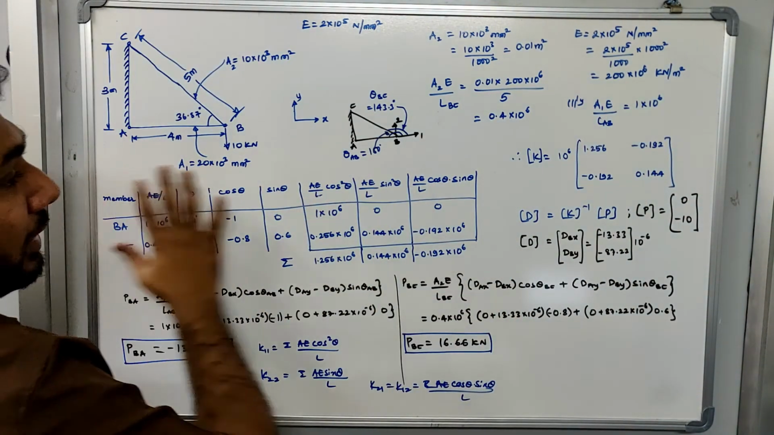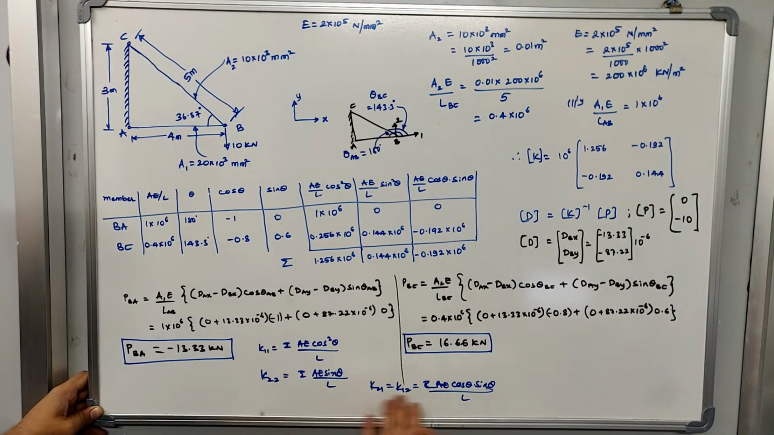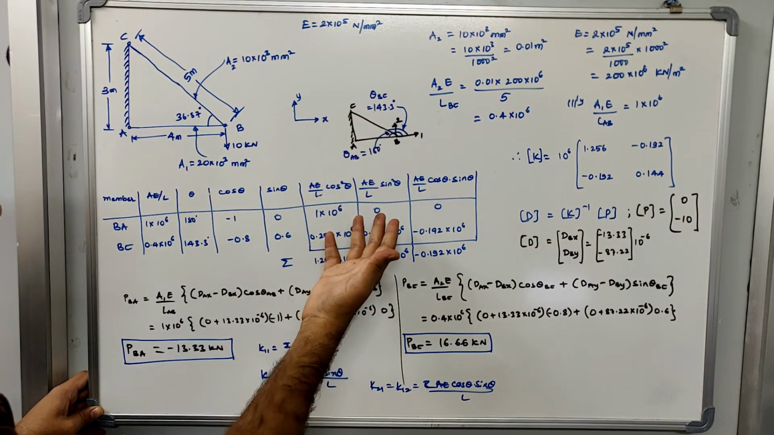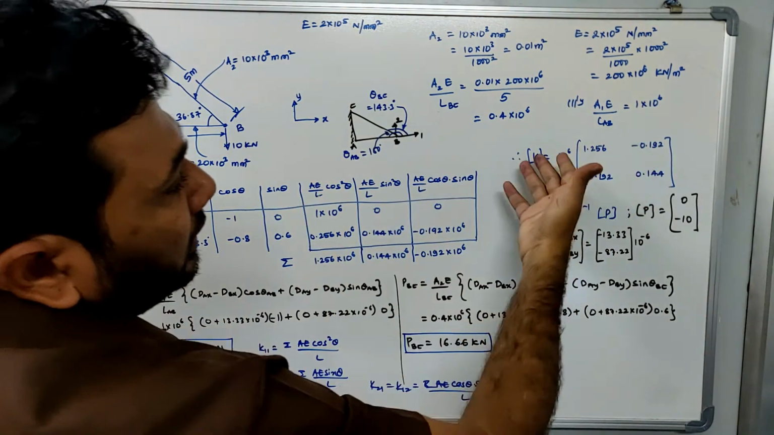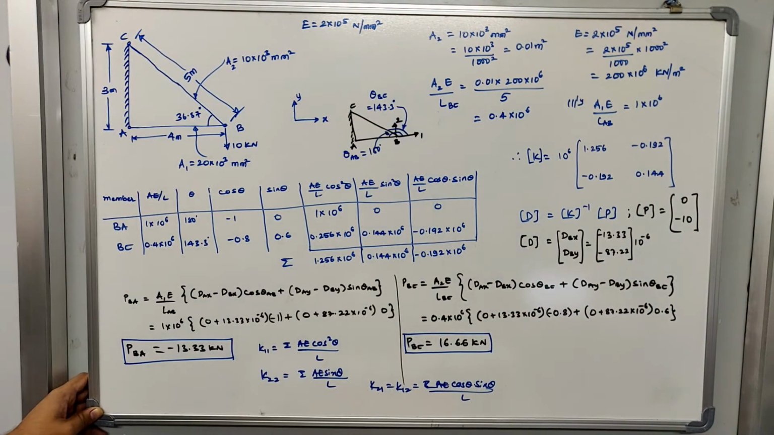So this table is helping you to solve the stiffness matrix. I hope if you remember these equations, you will be able to solve this diagram. If you can solve this table, you can solve the stiffness matrix. This is how we can solve the stiffness matrix.